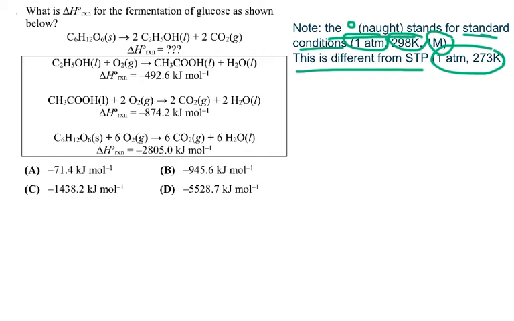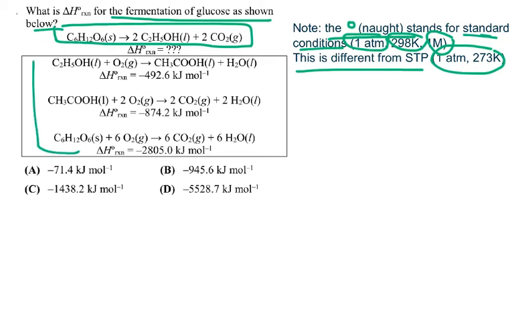So let's read this question now. What is the delta H naught of the reaction for the fermentation of glucose as shown below? So we don't know what the delta H of this is, but we know the delta H is for these three reactions. And based on what we've learned, I'm thinking that we should do Hess's law in order to add up these reactions to get a net reaction that looks like that. So we have 4 answer choices, so that's nice.